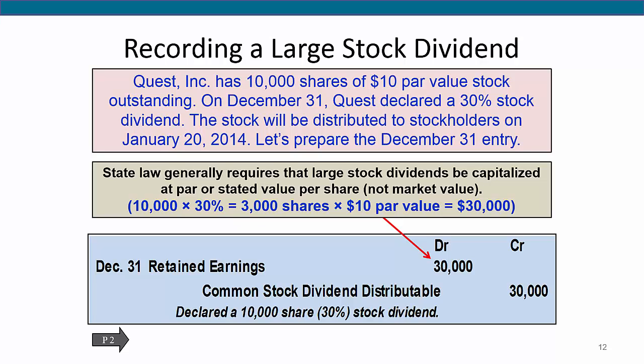This transaction decreases retained earnings and increases contributed capital by $30,000. On the date of payment, the company debits common stock dividend distributable and credits common stock for $30,000. The effects from a large stock dividend on balance sheet accounts are similar to those for a small stock dividend, except for the absence of any effect on paid-in capital in excess of par.